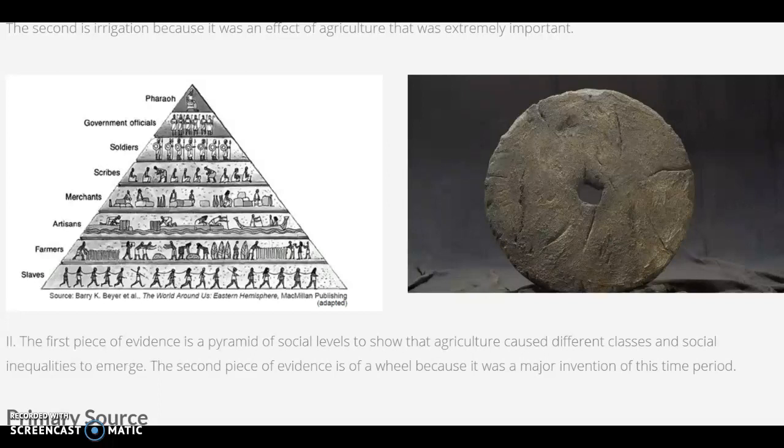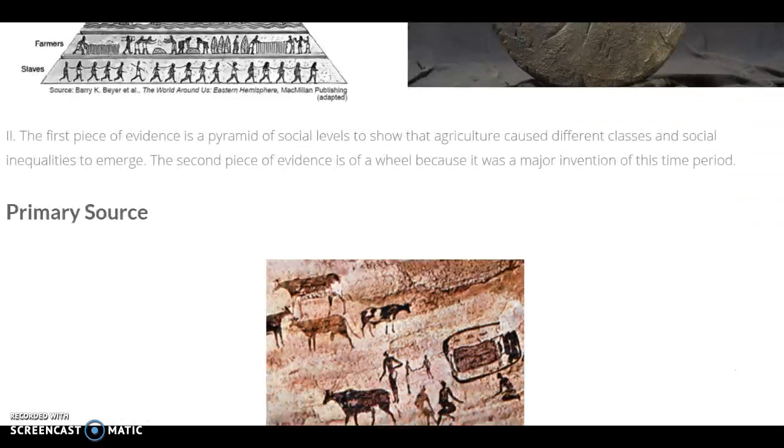And the second piece of evidence is the wheel, because it was the major invention. They could now travel a bit more effectively, which made it easier for trade. Another one that's also important is pottery, because you can hold food in it or you can take it with you to trade somewhere.